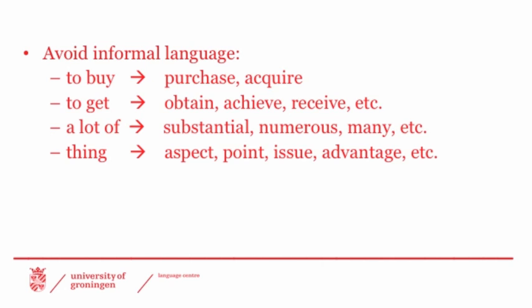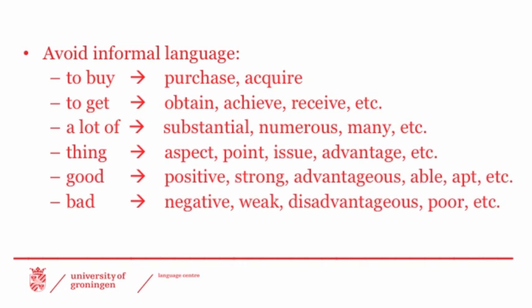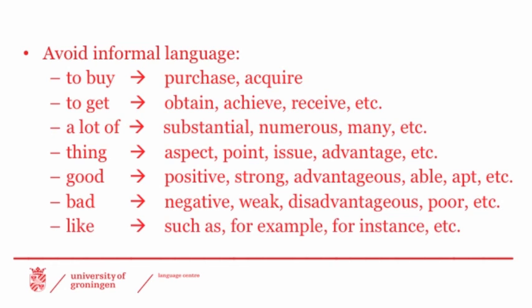Thing could really mean anything. Thing could mean aspect, point, issue, advantage. The options here are almost endless. The same holds true for good and bad, which could refer to something positive or negative, strong or weak, or advantageous or disadvantageous, and so on. And finally, such as, for example, and for instance, are better alternatives to use than like. You should also avoid using like as a filler.